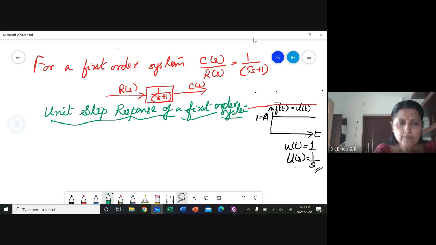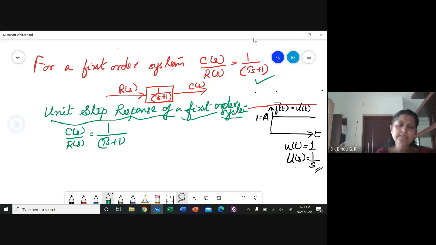What is the transfer function of a first order system? C(s) by R(s) is equal to 1 by Ts plus 1. This is the general transfer function of any first order system, be it an electrical system or a mechanical system or an economic system or a financial system. If it is an electrical system, you put T is equal to RC or L by R, as the case may be. If it's a mechanical system, it depends on what components were there.